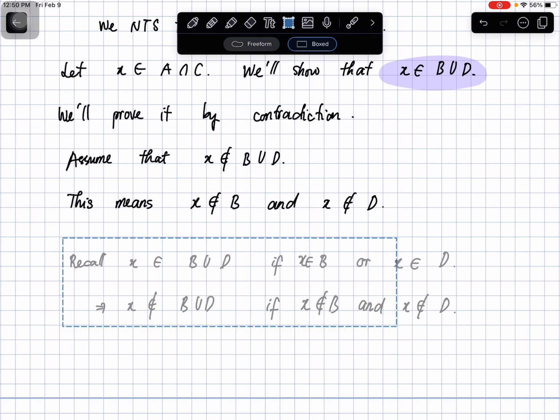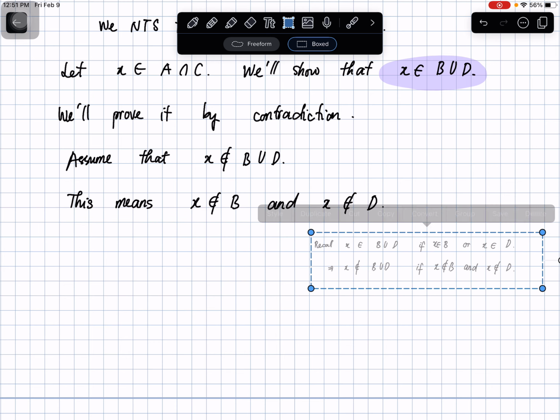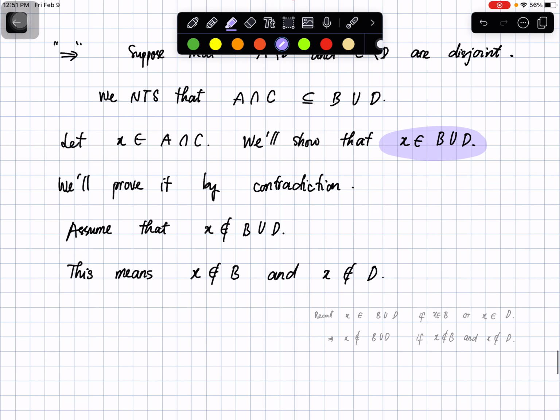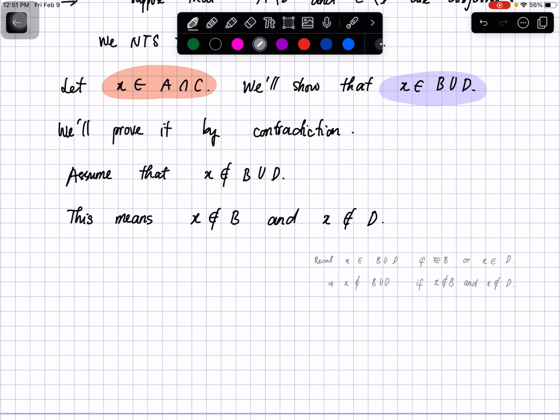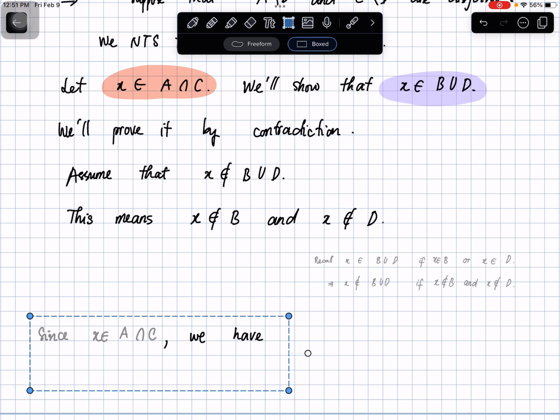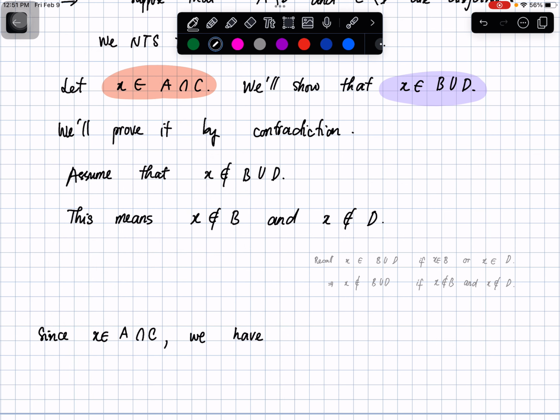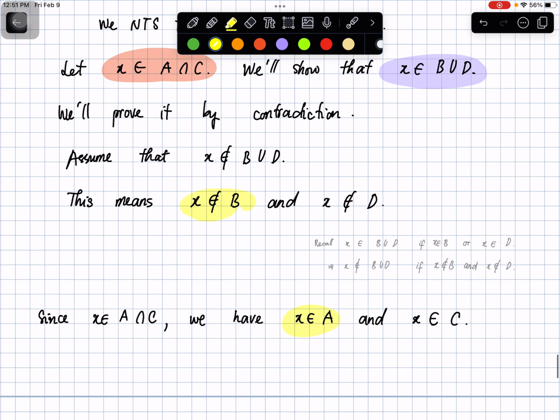Okay, so what next? Now we have X not in B and X not in D. And remember, we have the hypothesis here, X in A intersect C. Since X is in A intersect C, we have X in A and X in C. Okay, so now we have X in A, X not in B, therefore X in A minus B.